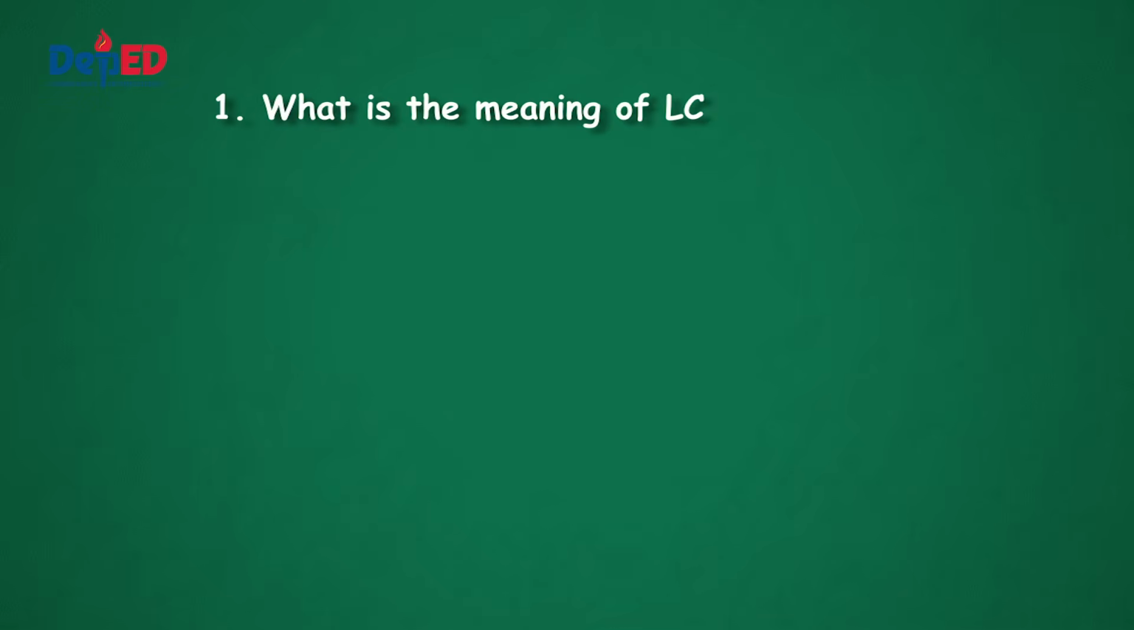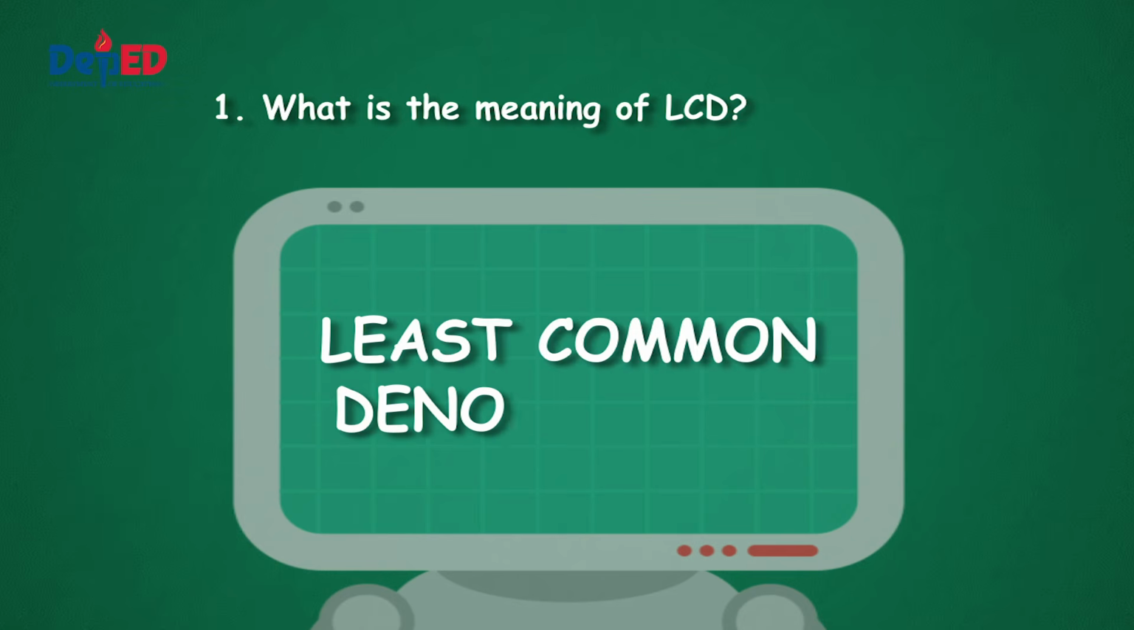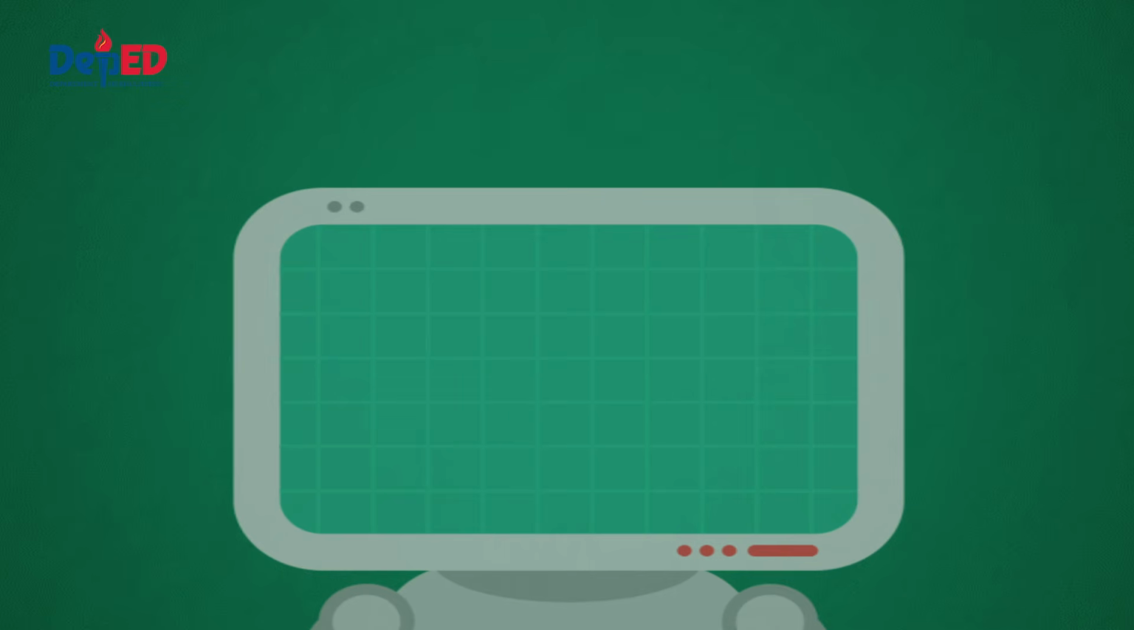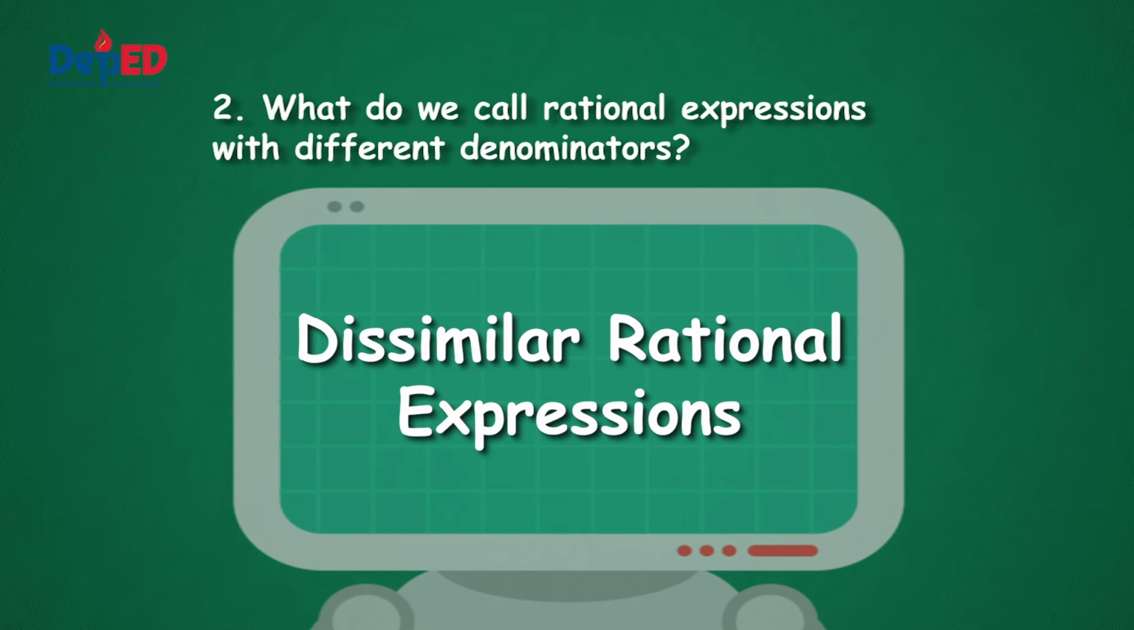What is the meaning of LCD? LCD stands for the least common denominator. Next question. What do we call rational expressions with different denominators? They are called dissimilar rational expressions.